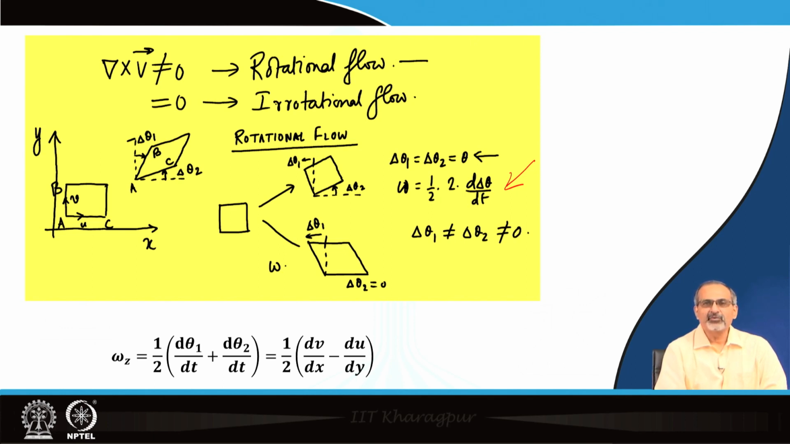Now, delta theta 1 and delta theta 2 for a general situation may be unequal and non-zero. We are showing another possibility over here, where one of the deltas is 0, delta theta 2 is 0, while delta theta 1 is positive, and therefore the element again will be displaying a non-zero value of omega, and consequently it is going to result in a rotational flow.